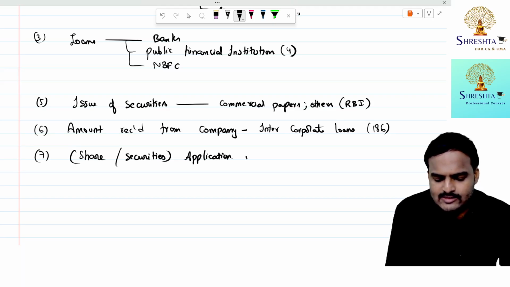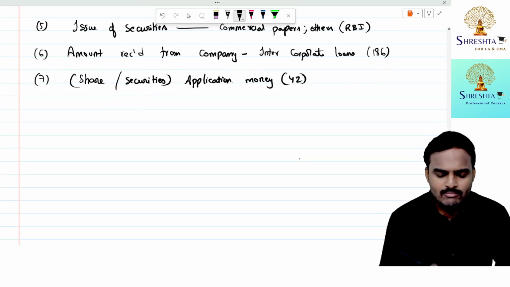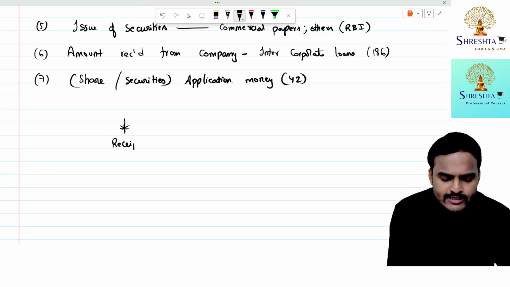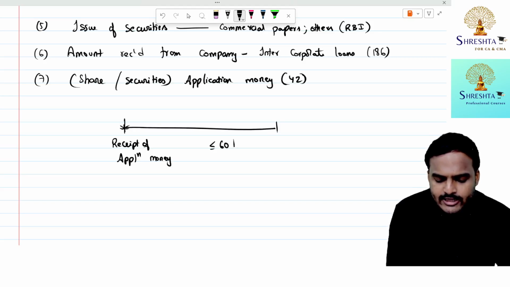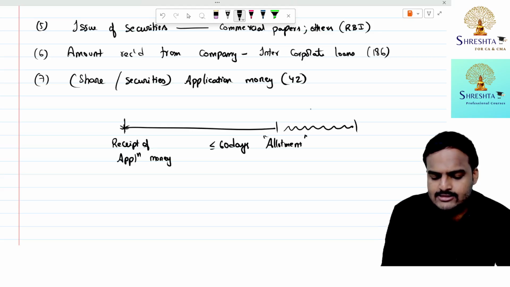My dear students, for this point, you need to remember Section 42 time limits. From the date of receipt of application money, the company is required to make an allotment of securities within 60 days. The company must allot securities against that receipt of money, or else within 15 days, the company is required to refund all those monies.